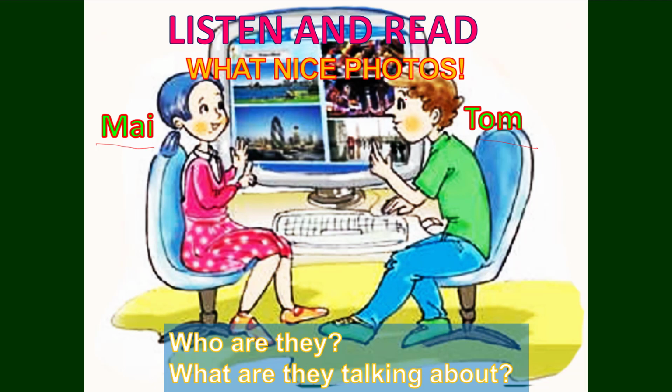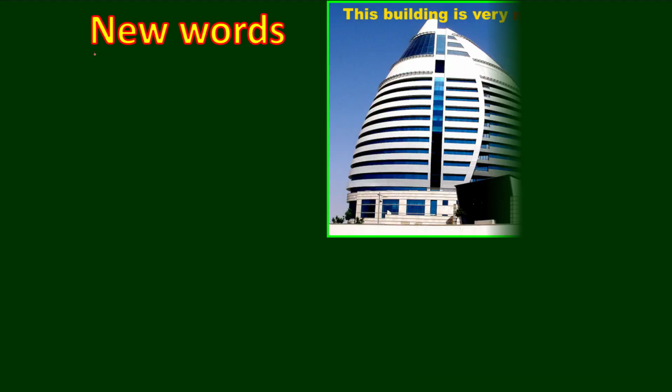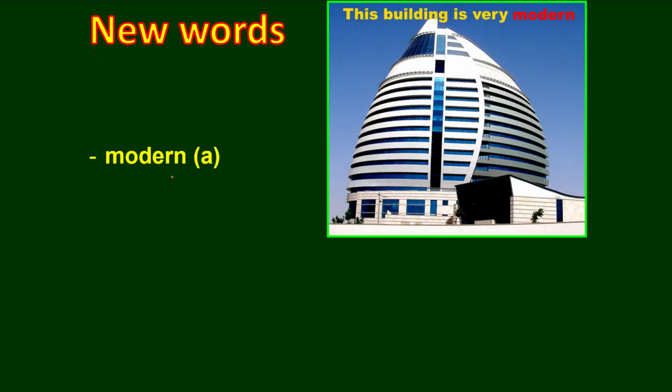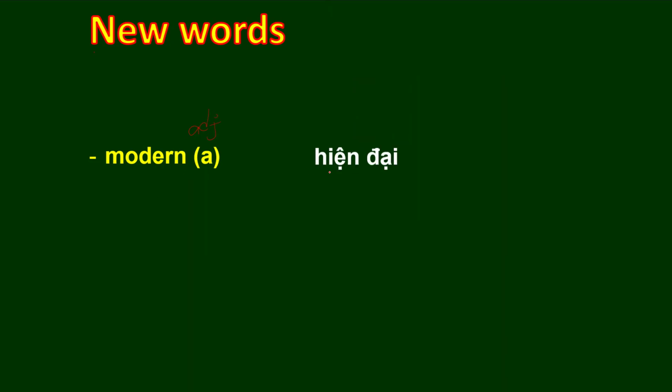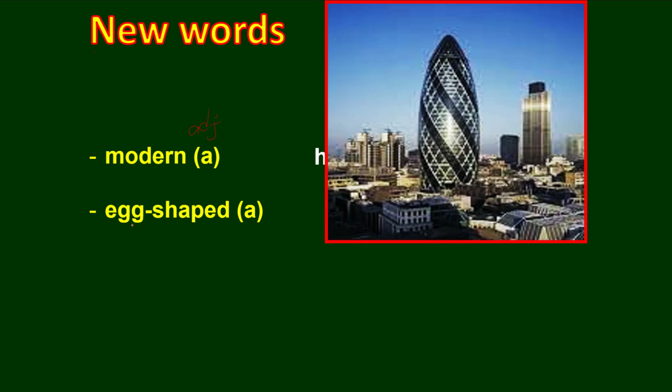And what nice photos. So we have some new words today, okay? The first one, modern. Modern is a kind of adjective. This building is very modern, okay? And next one is in Vietnamese, hien dai. And next one is egg-shaped. As you see, it looks like an egg. So it is an egg-shaped building.